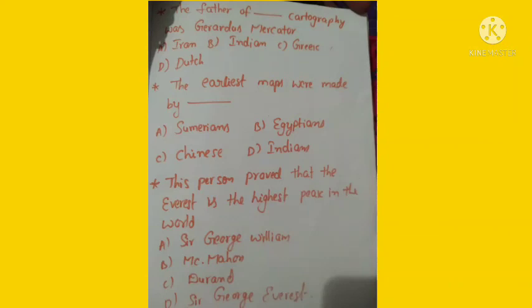Next one. This person proved that the Everest is the highest peak in the world. Options are A. Sir George William, B. McMahon, C. Durand, D. Sir George Everest. Answer is D. Sir George Everest.